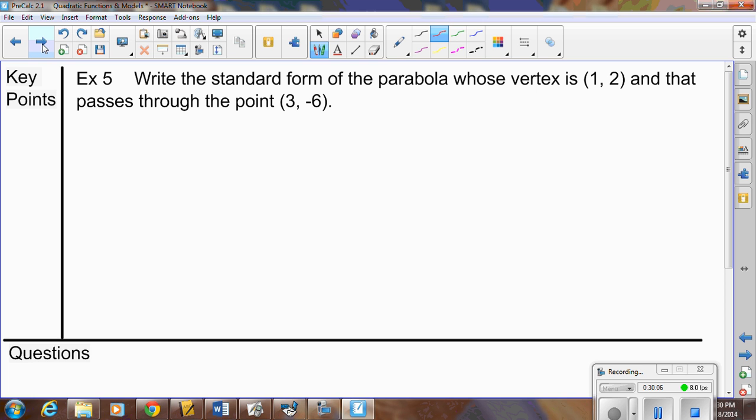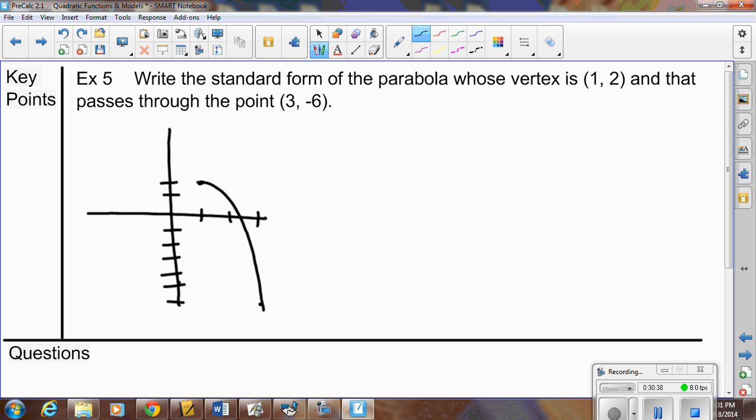Last one that we have. Write the standard form of the parabola whose vertex is 1, 2, and it passes through the point 3, negative 6. Well, that's telling us the vertex is 1, 2, and we have the point 3, negative 6. So we would have this piece that's coming down, 2 to the right, and 2 to the left. I'm taking advantage of the axis of symmetry to create the graph.